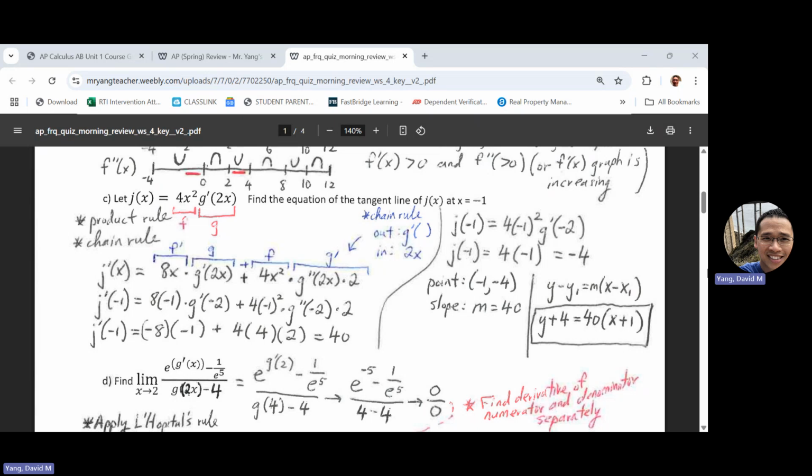And then we don't want to forget about the ordered pair. So we have to plug -1 back into J of x to get the ordered pair. So 4 times -1 squared is 4. G prime of -2 is the ordered pair on the graph, which is -1. -1 times 4 is -4. Our slope ends up being 40. Our ordered pair is -1, -4, and then point slope form.